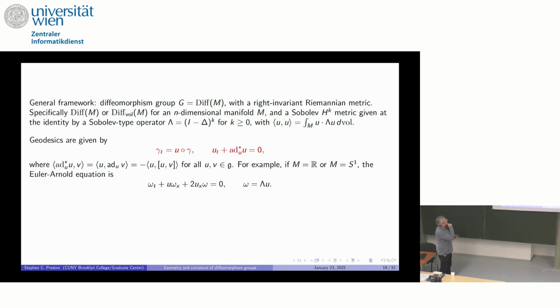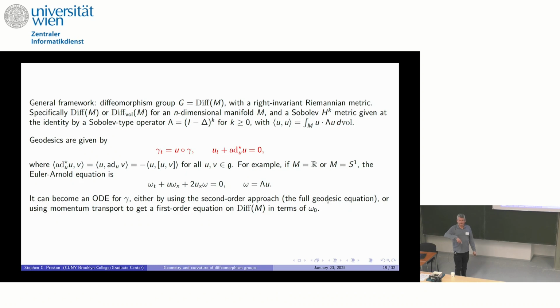A general framework. And the geodesics are given by the flow equation and the general Euler-Arnold equation, which you can compute in terms of brackets and integrating by parts and seeing what happens. So we've already seen this equation, so I won't go into more derivation of it. But basically, the omega is some differential operator in terms of u. That's the one-dimensional case, and higher dimensional cases are a little different.